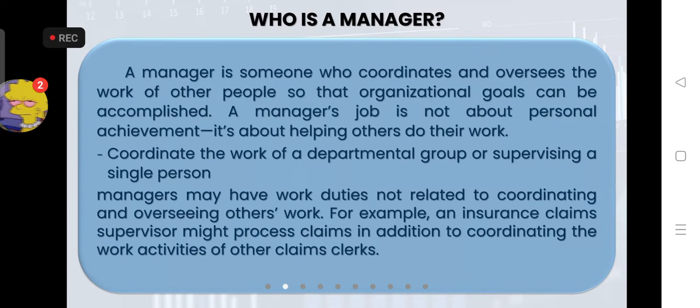It could involve coordinating the work activities of a team with people from different departments or even people outside the organization, such as temporary employees or individuals who work for the organization's suppliers. Keep in mind also that managers may have work duties not related to coordinating and overseeing others' work. For example, an insurance claims supervisor might process claims in addition to coordinating the work activities of other claims clerks.